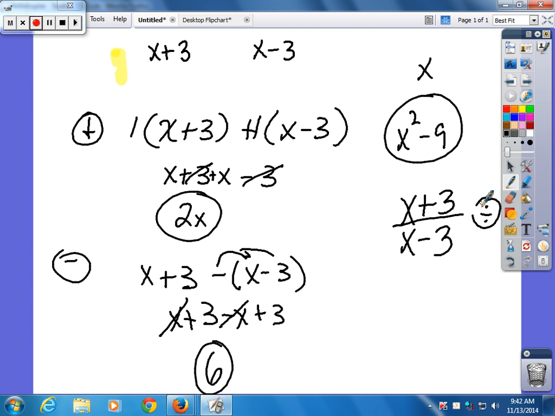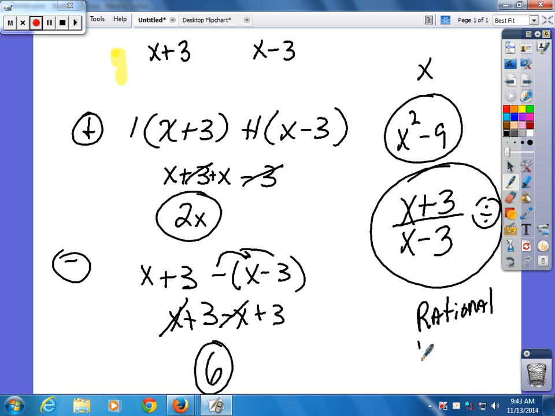Which one of these is the domain affected? Why? Because you can't put in 3. If you put in 3, you get an undoable function. This one is affected by the domain because, remember, domain is affected when you have a rational or a what? Domain is affected when you have a rational or a radical.